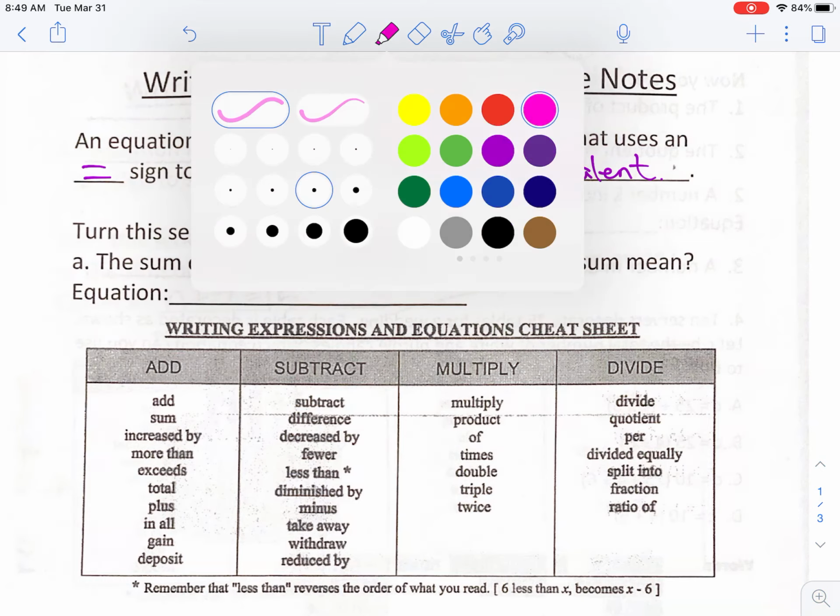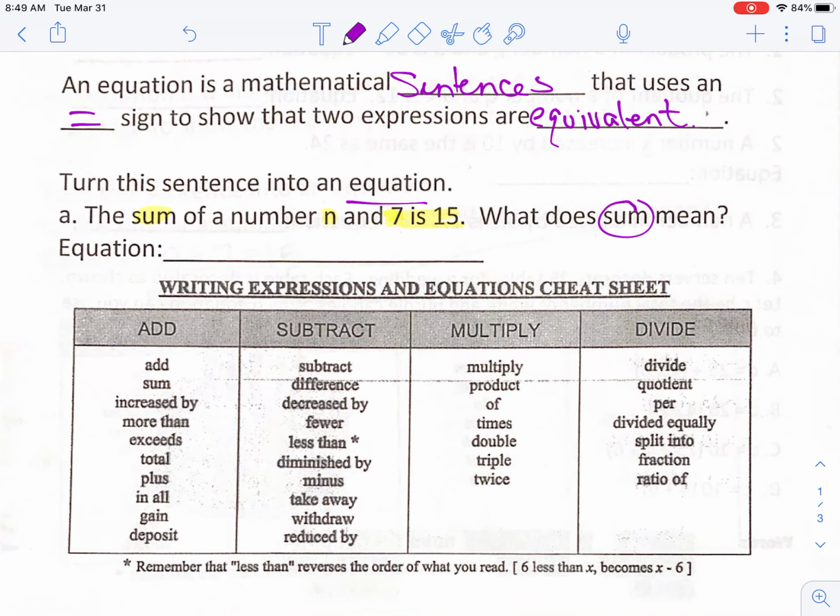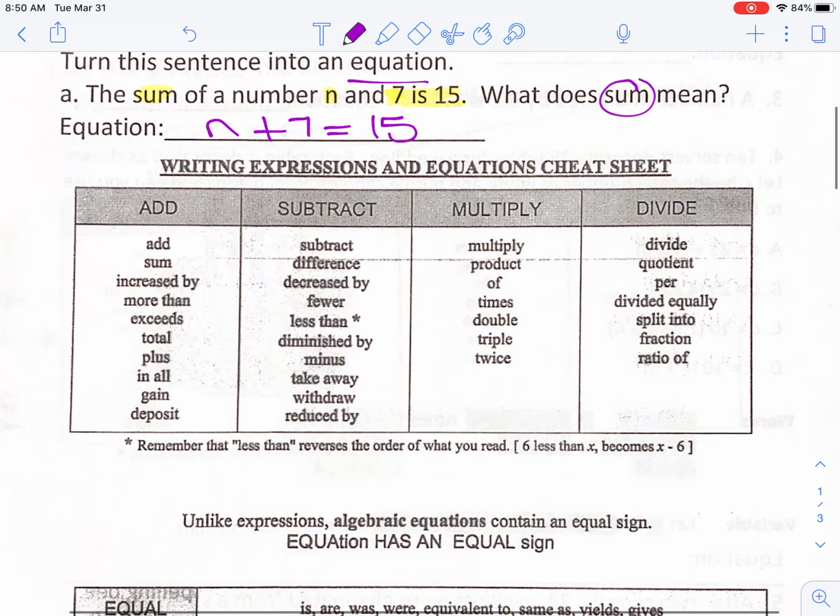Okay, so number one, we're looking for key words, phrases. We're going to turn the sentence into an equation. It says the sum of a number n and 7 is 15. Okay, we know that sum means addition. So we would write this as n plus 7, because it says the sum of n and 7 is going to mean equals, and it is 15. Again, we're not solving, we're just writing it as an equation.